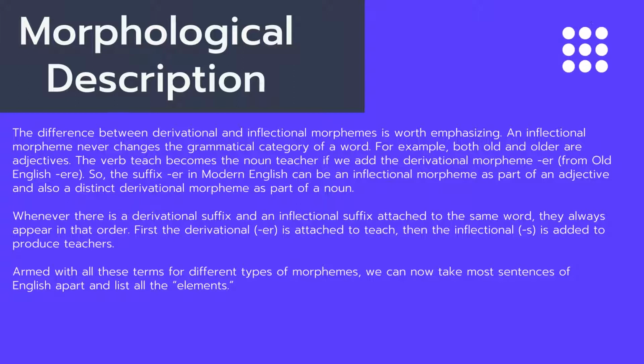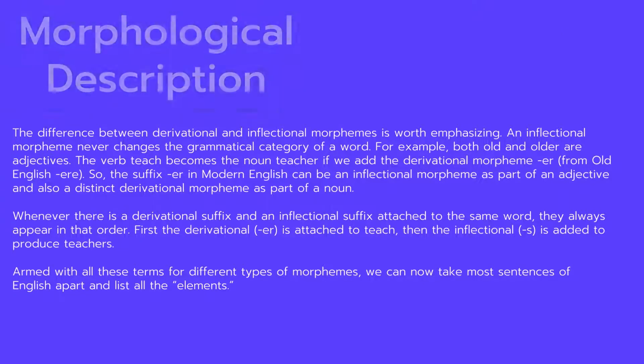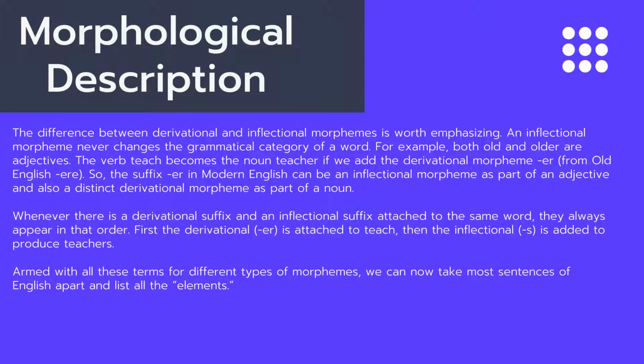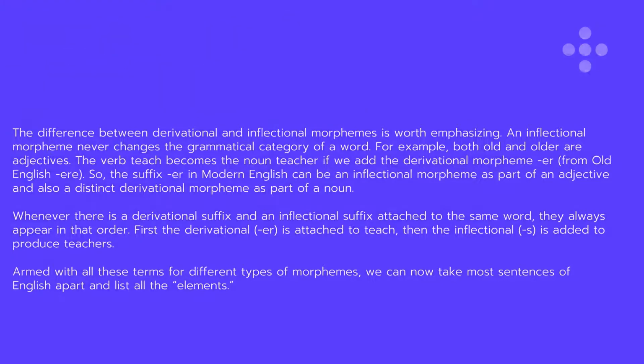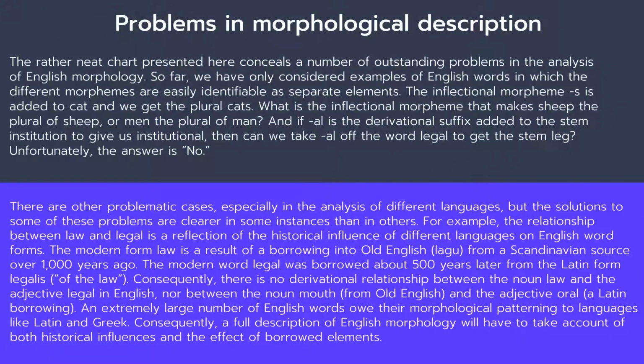Whenever there is a derivational suffix and an inflectional suffix attached to the same word, they always appear in that order. First, the derivational -er is attached to teach, then the inflectional -s is added to produce teachers. Armed with all these terms for different types of morphemes, we can now take most sentences of English apart and list all the elements.